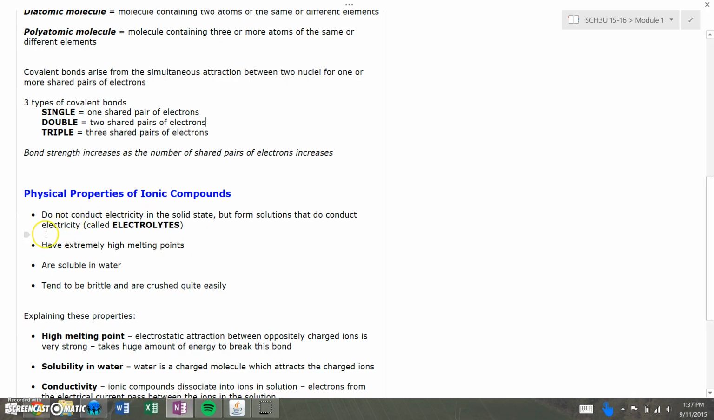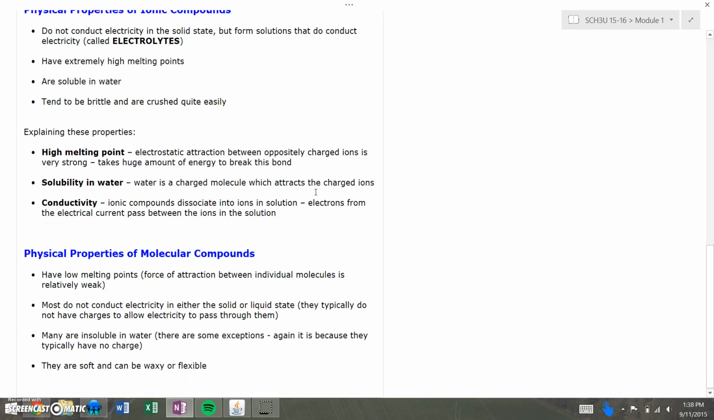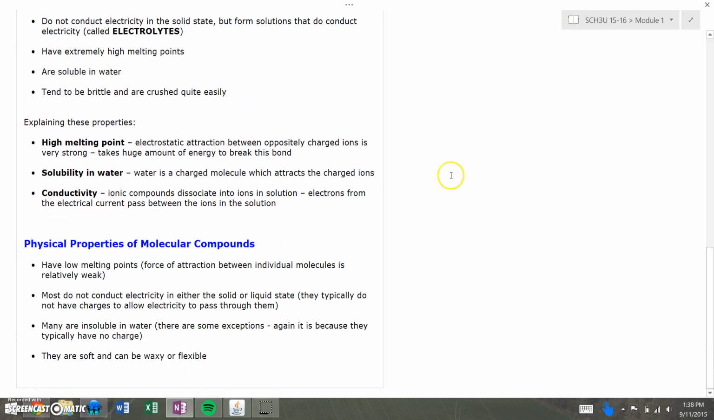You'll find that they also have extremely high melting points, again because of that very strong attraction. All the ions involved in an ionic compound are attracted by forces which are very, very strong. And so it's hard to break that down and melt it and pull them apart. Again, we just saw they're soluble in water, and they tend to be brittle and are crushed quite easily. Think about table salt, fairly brittle, crushes up easily, but it will dissolve in water and will conduct electricity.